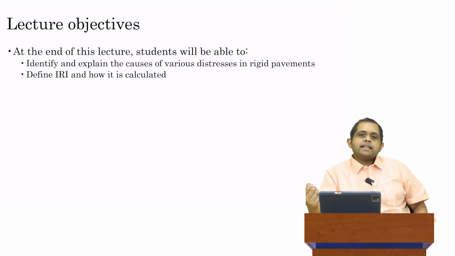Let's say we've done all that. Let's say we've characterized our materials and now we've built our pavement. Now what happens? How do we keep track of the performance of the pavement? What should we be measuring to know whether a pavement is doing well or whether a pavement needs some amount of maintenance or rehabilitation? That's going to be the topic of today's lecture, which is going to be the last lecture in module 1, and the topic is rigid pavement distresses.